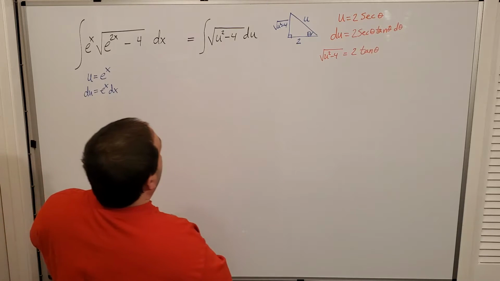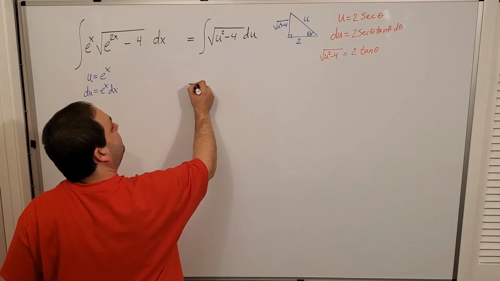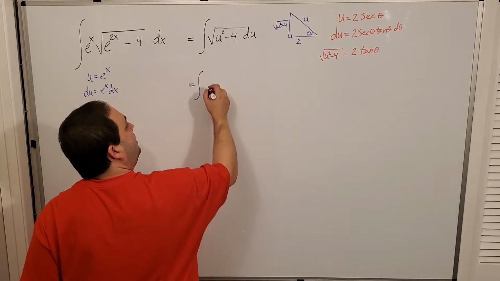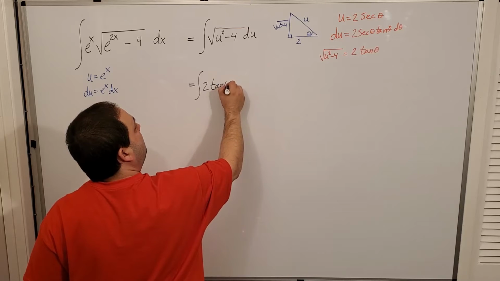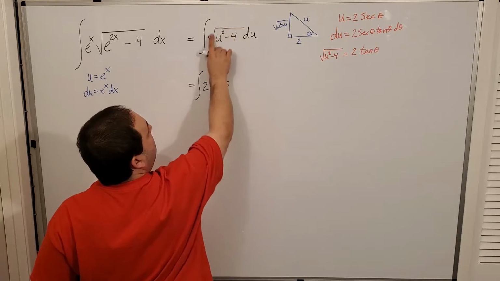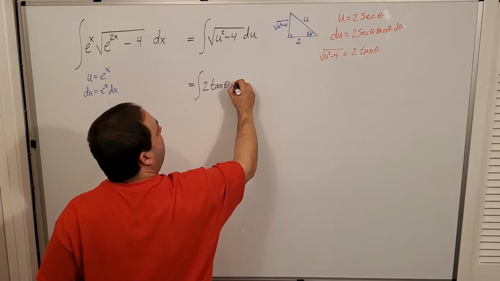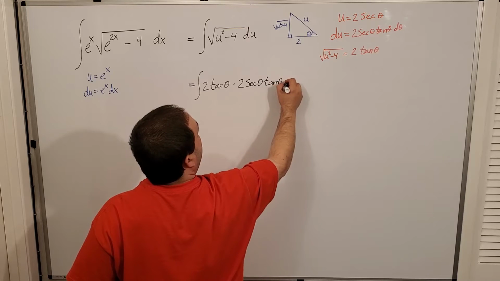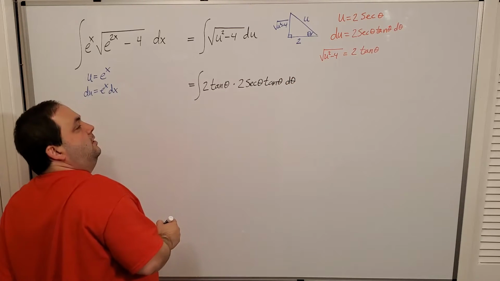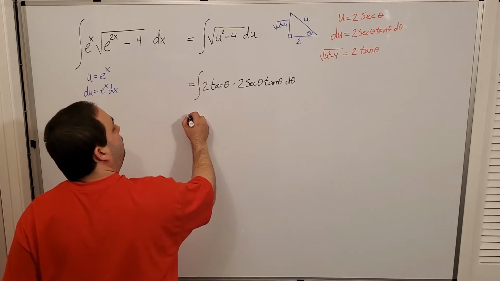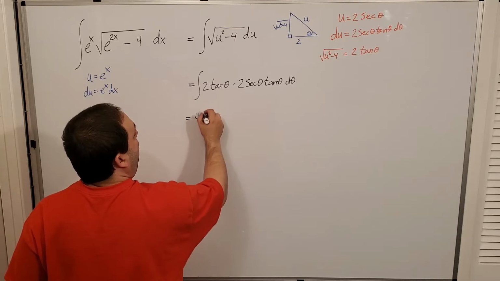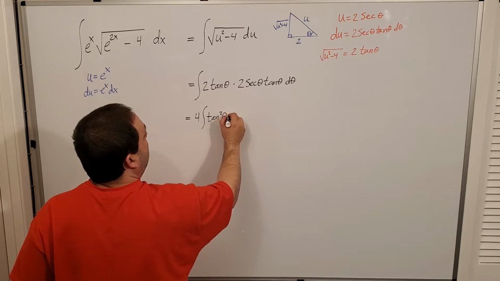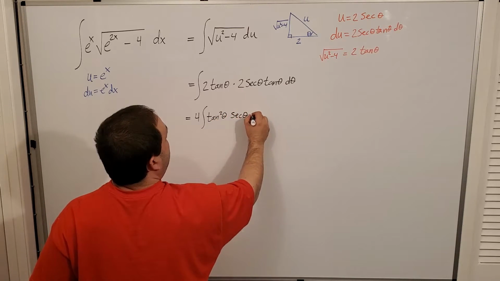Okay, so then my integral continues. The square root is equal to 2 times tangent theta, so I have 2 tangent theta just from this piece here. Then du is another 2 secant theta tangent theta d theta, which brings my integral totally up to 4 times the integral of tangent squared times secant theta d theta.